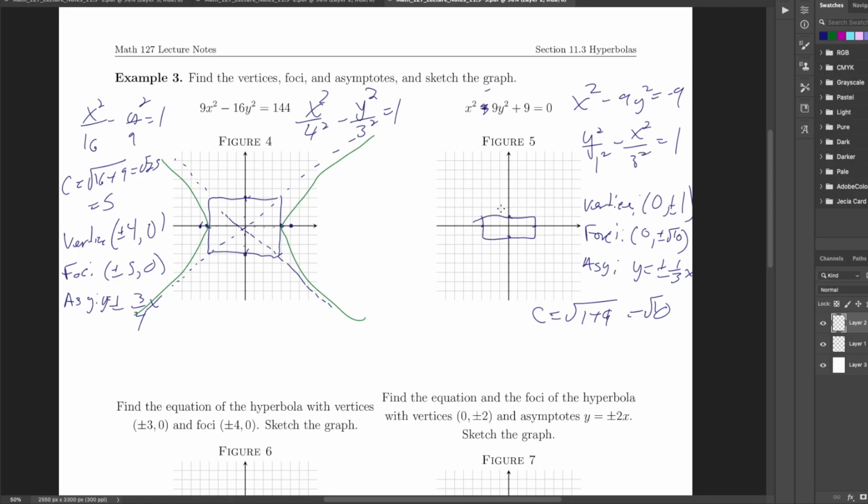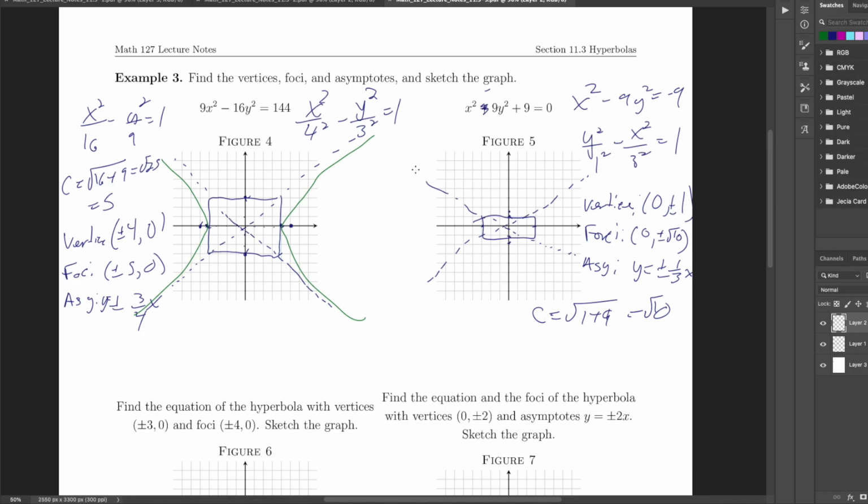And so here we have 1, 3, 1, 3, and we now go ahead and draw our asymptotes in. So we just go right through the corners, right through the corners. And then here we'll be just a little bit past 3, a little bit past 3. And we'll go ahead and draw this in.